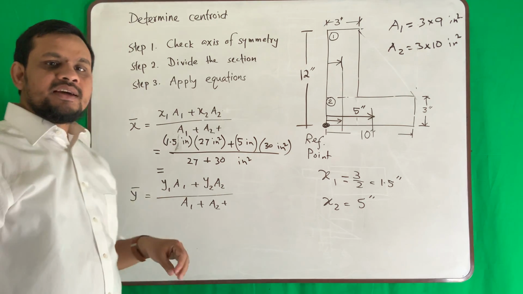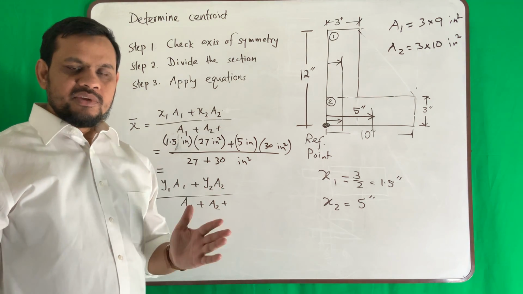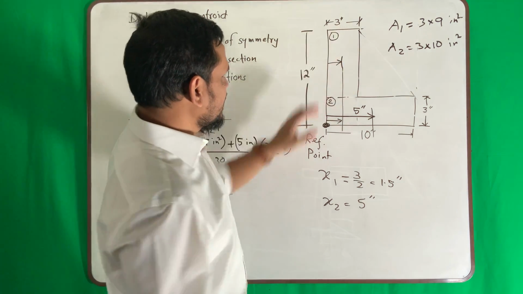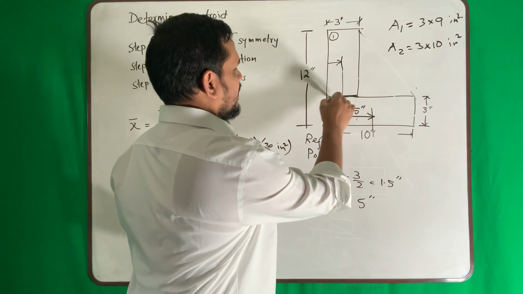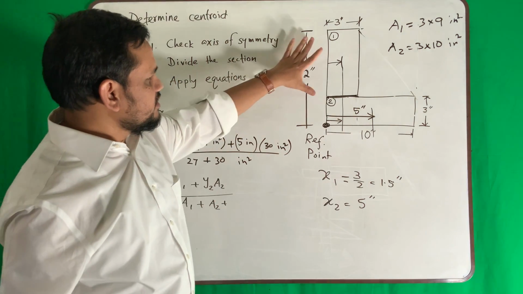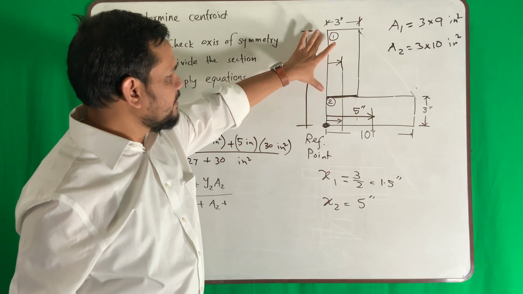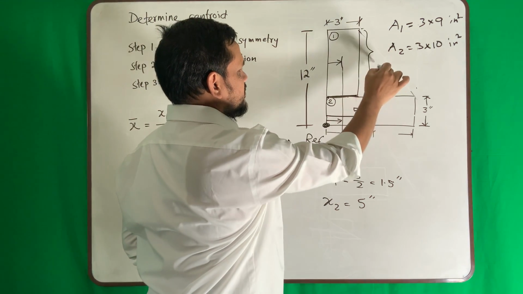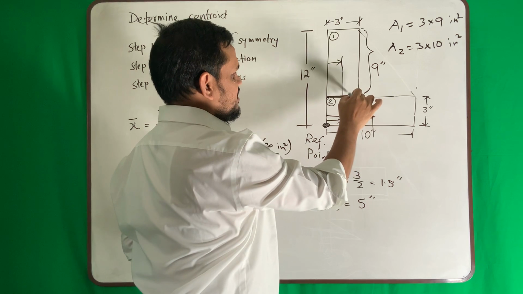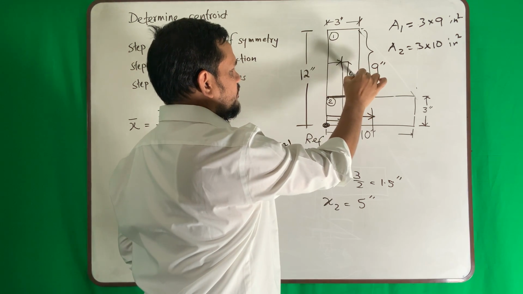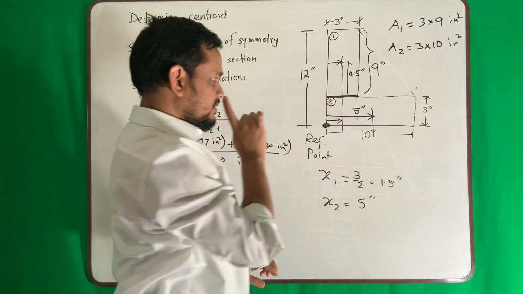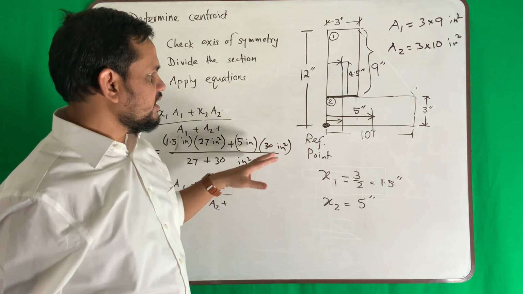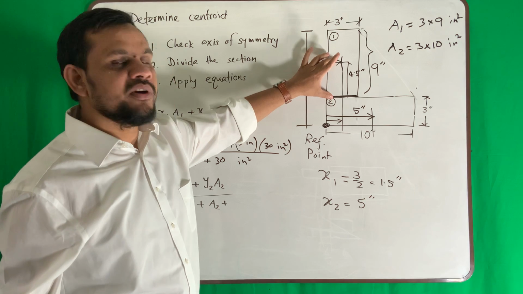Y1, what is Y1? The y coordinate of the centroid of section 1. So section 1 is here, here to here. Here is something to remember. What is the centroid of section 1? 50% of this. What is this portion? This portion is 9 inch. That means centroid here to here is 4.5 inch. So students typically make a mistake here.